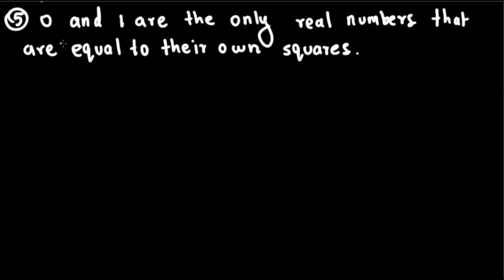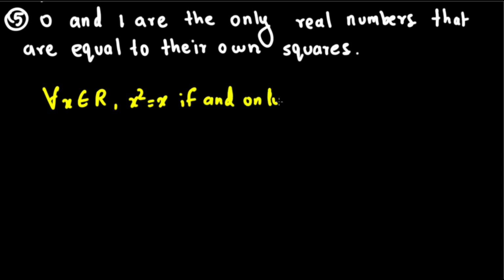write the next one. Here it says 0 and 1 are the only real numbers that are equal to their own squares. So here we can say for all x belongs to real number, x square is equal to x if and only if x is equal to 0 or x is equal to 1. These are the two conditions. It can be equal, x square is equal to x. Okay, and that's it. I hope this helps.